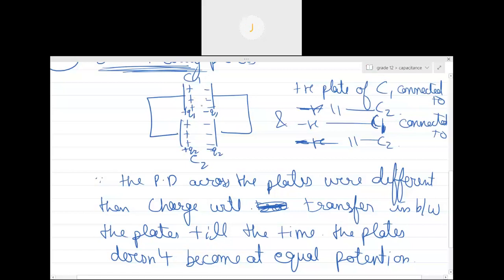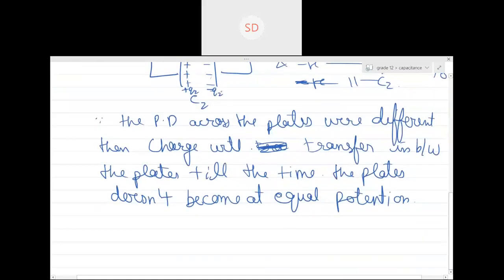So if initially there will be a different potential, what will happen? Charge will flow in between the plates. So whatever charge will flow from here to here, an equal and opposite charge will flow from there to there. Are you getting my point? Some charge distribution is taking place, which we don't need to discuss. I will just directly calculate how exactly it is calculated. So it will travel till the plates become equal potential.